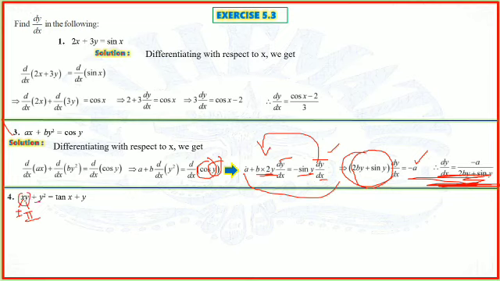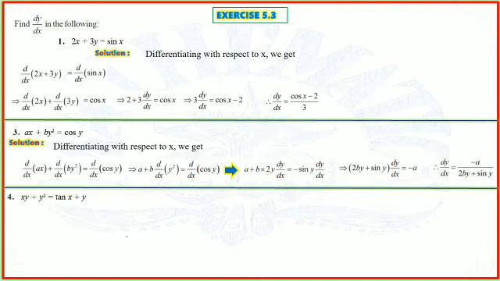Then y square is as it is, its derivative with respect to x will be 2y dy upon dx. The derivative of tan x will be sec square x only, because we already have x, so dx upon dx is 1, nothing to worry about. And then the derivative of this y will be dy upon dx.